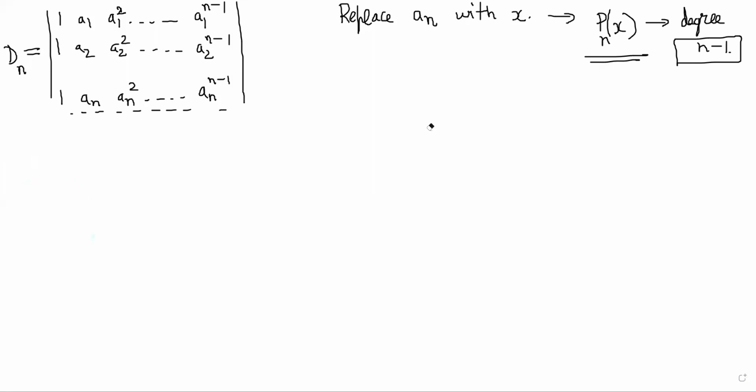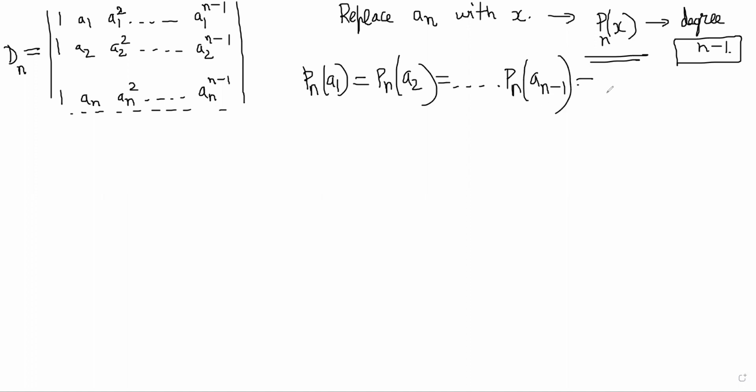So the polynomial has degree n minus 1 here. And we know that Pn of a1 is equal to Pn of a2 is equal to, and so on, Pn of a(n minus 1), all 0. What am I saying here? I'm saying the same thing that I said for the n equals 3 case. Anytime you replace x with a1, two rows will become identical. So these values of the polynomial are 0, right?